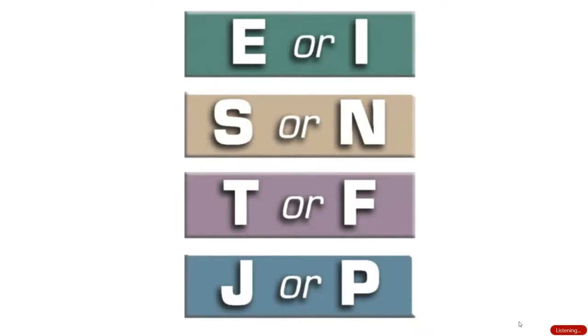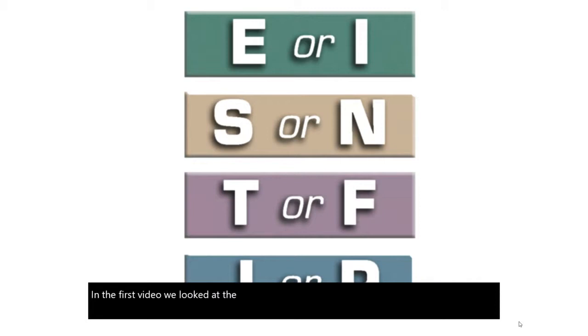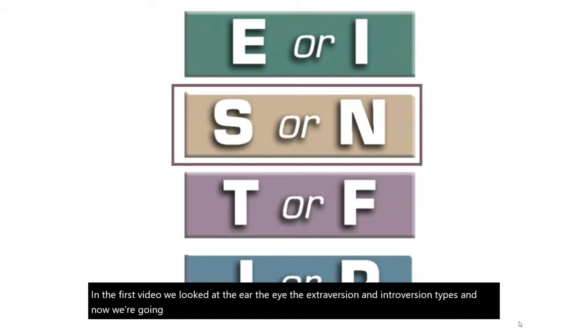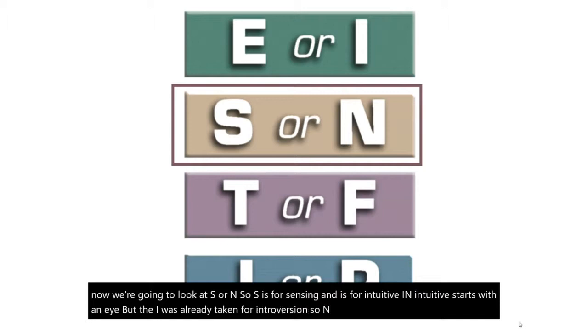In the first video, we looked at the E or the I, the extroversion and the introversion types. And now we're going to look at S or N. So S is for sensing, N is for intuitive. I know N, intuitive starts with an I, but the I was already taken for introversion. So N is the initial that we use for the intuitive type.